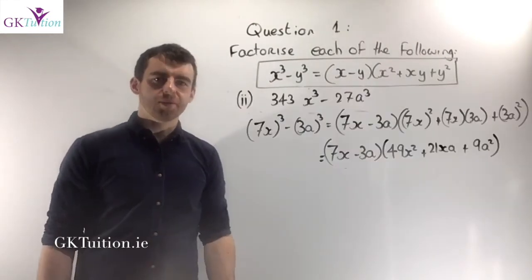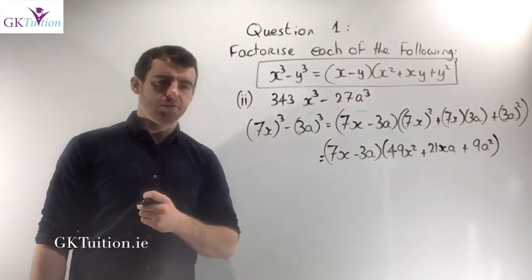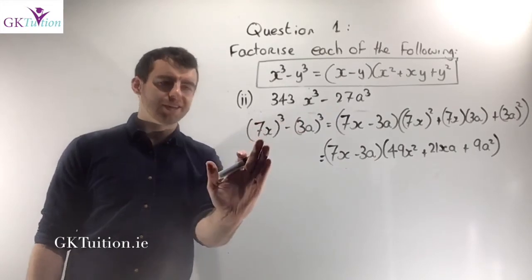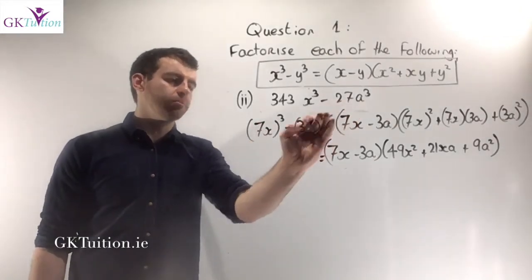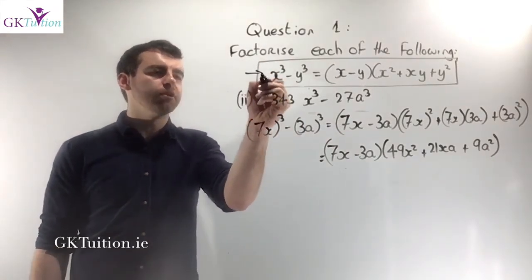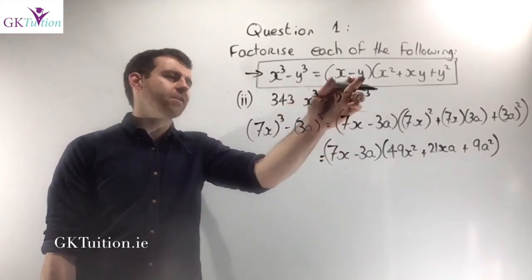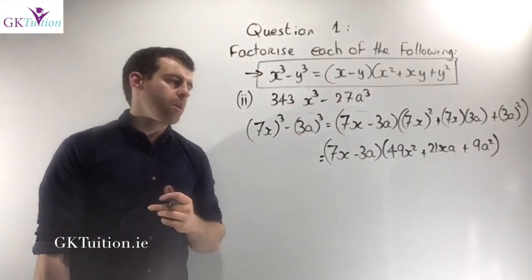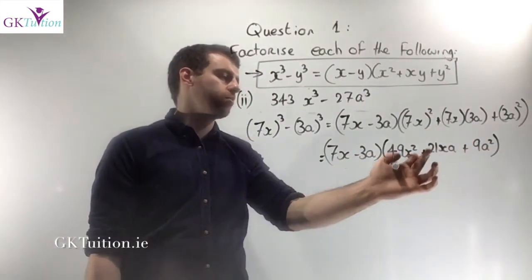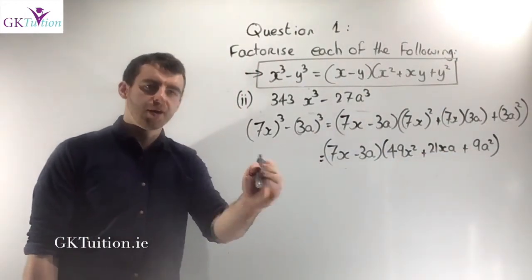The second one again was standard enough. We had 343x cubed minus 27a cubed. The cube root of 343 is 7, so the first term can be rewritten as 7x cubed, while the second term can be rewritten as 3a cubed. So now I'm just going to sub into the formula that we've learned off for x cubed minus y cubed, except instead of an x we put in a 7x, and instead of a y we put in a 3a. When you simplify out your bracket at the end, your second bracket should end up as 49x squared plus 21xa plus 9a squared. And that's your final answer for part 2 here.